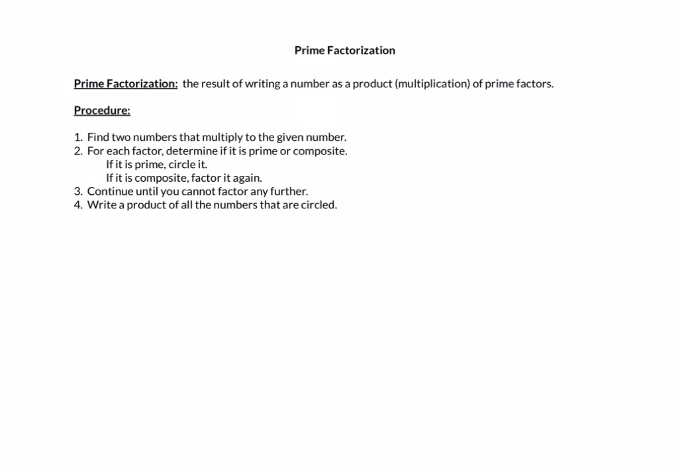I use factor trees. So in order to do this, what we want to do is find two numbers that multiply to the given number. For each of these numbers, which are called factors, we want to determine if it is prime or composite. If it is prime, circle it. If it is composite, factor it again. And then we want to continue until we cannot factor anymore. We're going to write a product or multiplication problem using all of the numbers that are circled.